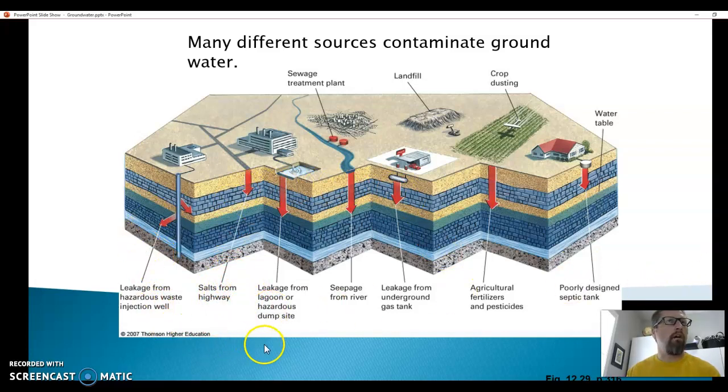And then some things are continuously happening. Here we have salts on the highway, which happens every winter, although we had a mild winter this last winter. A lot of the geology faculty here at Towson study this very thing.